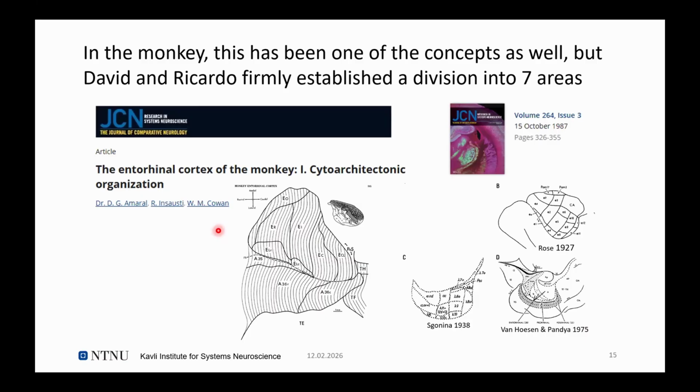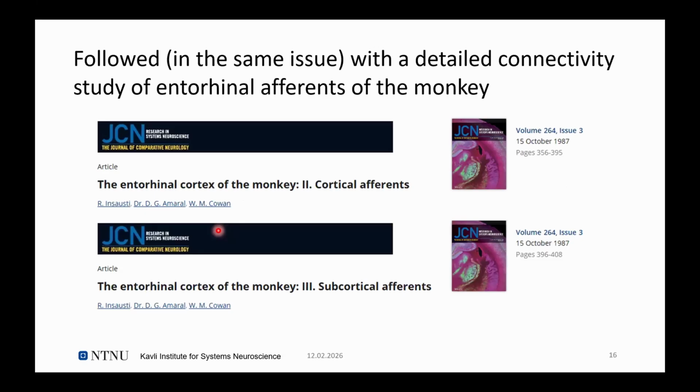And in the same year, actually in the same volume of the Journal of Comparative Neurology, they published 2 influential papers on cortical and subcortical efferents in the monkey. And I think that these papers, together with this pseudoarchitectonic description, moved the field forward into almost like a tsunami of publications on connectivity of the entorhinal cortex in relation to the connections with the hippocampus.